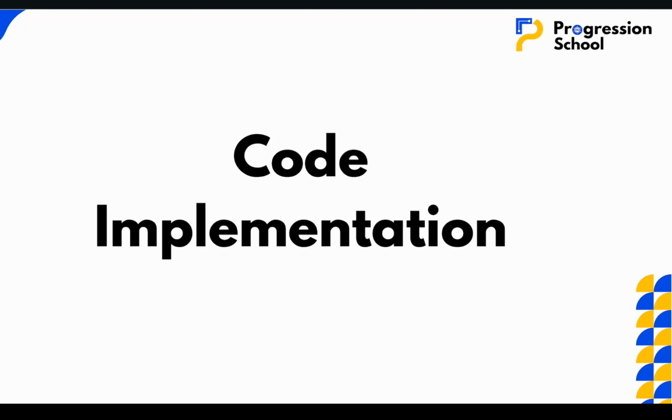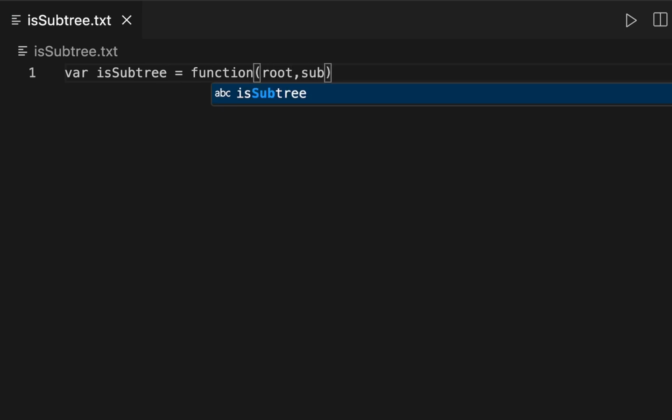In this video, we will see the code implementation. Now let's quickly check the code implementation of our subtree problem. This code will be again in JavaScript. I will write isSubtree is equal to a function. I will write the root and subRoot.